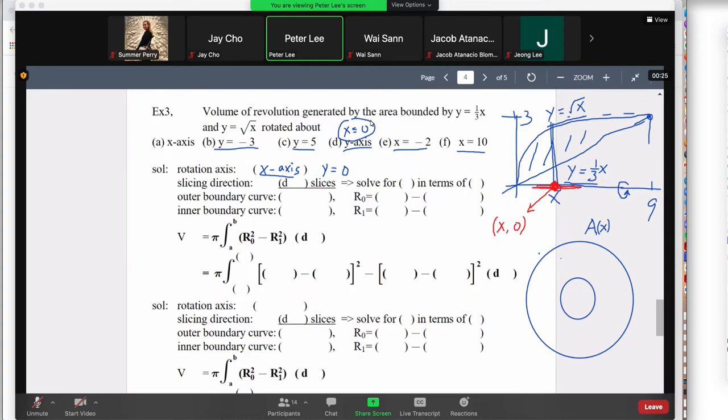Get this right here. So that is the integral. Anybody has any question here?